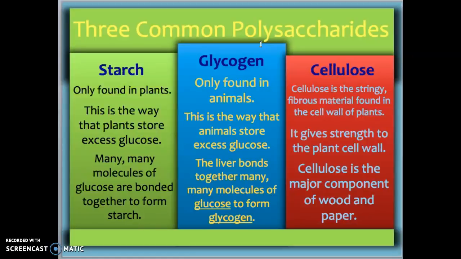Cellulose is a stringy fibrous material that you find in the cell wall of plants. So celery has cellulose in it. That's the long strings in celery that you don't want to get caught in your teeth. That's cellulose. And the reason it's there is to give structure and support to the plant. Cellulose is also a major component found in wood and paper. So anything kind of tough, chewy, that's going to be composed of some amount of cellulose.